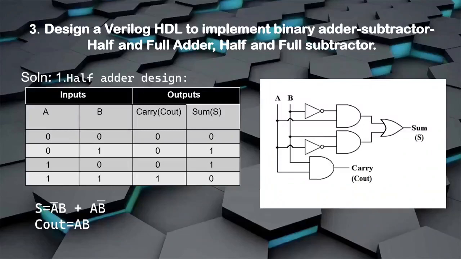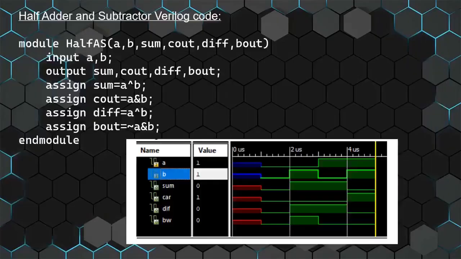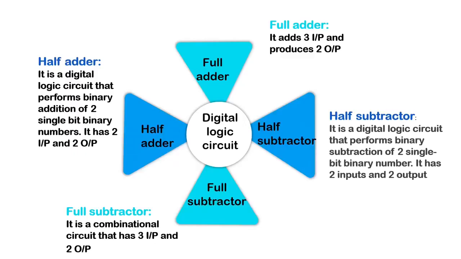The third question is to implement Verilog HDL for binary adder subtractor. Binary adder subtractor includes half and full adder, half and full subtractor. First of all, let me tell you what is binary adder and subtractor: binary full adder, half adder, binary full subtractor and half subtractor.